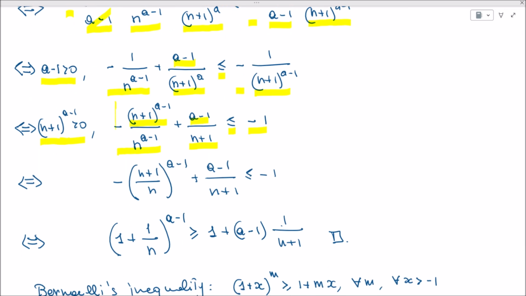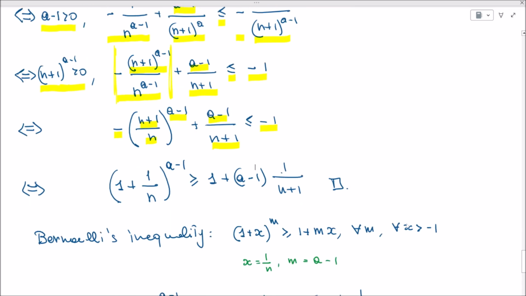rewrite the first term as follows. We have a minus in front, and then we consider the common exponent a minus 1 of this fraction, n plus 1 divided by n. The second term is a minus 1 divided by n plus 1, which must be less than or equal to minus 1. And if we now reshuffle all the terms, we bring this term on the right-hand side.